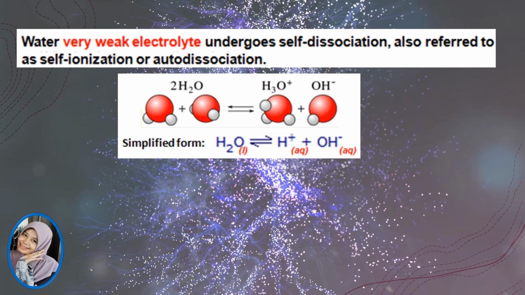Okay students, please recall that water is a very weak electrolyte, undergoes self-dissociation, also referred to as self-ionization or auto-dissociation. Please take note, here we have made a critical and correct assumption. We will assume that all the hydrogen ion in the solution of acid comes from the solute, and in a solution of base, all the hydroxide ions come from the dissociation of the solute. Anyway, the auto-ionization of water cannot be ignored when working with very dilute solutions of acids and base.